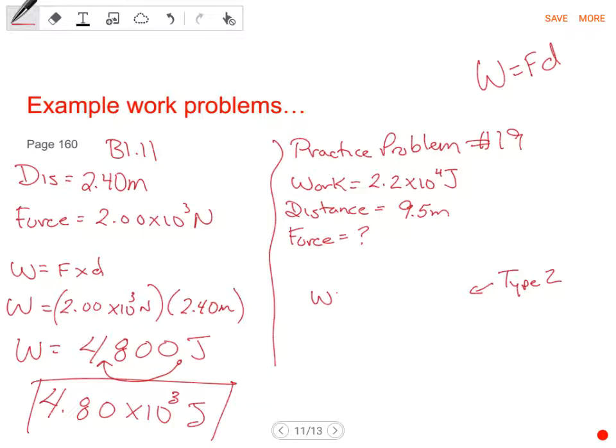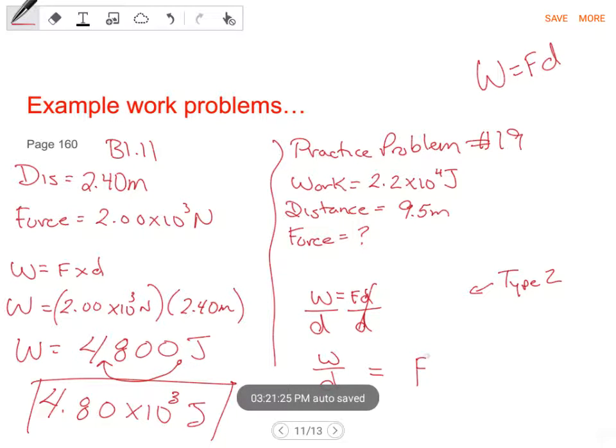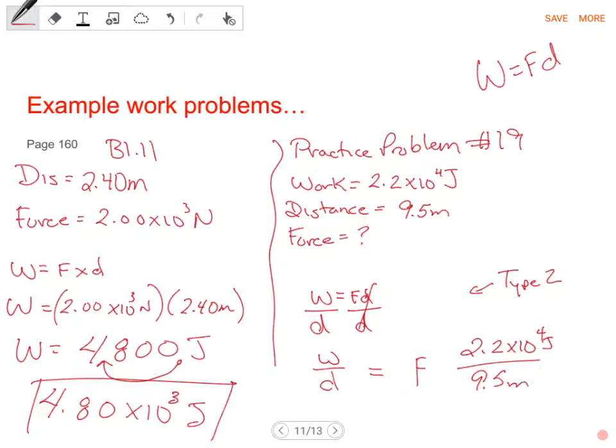So you have work equals force times distance. Now, in this question, they want you to get force by itself. You can see the force and the distance are multiplied by each other. So if they're multiplied, the opposite is divide. You could divide this side by d and divide this side by d. That now gives you force is equal to W over d. And then of course you'd fill in your values. So you go 2.2 times 10 to the 4 joules divided by 9.5 meters equals force, and you can go from there.